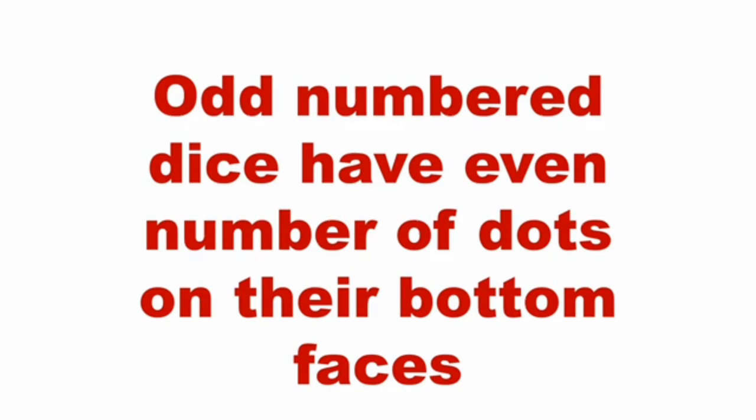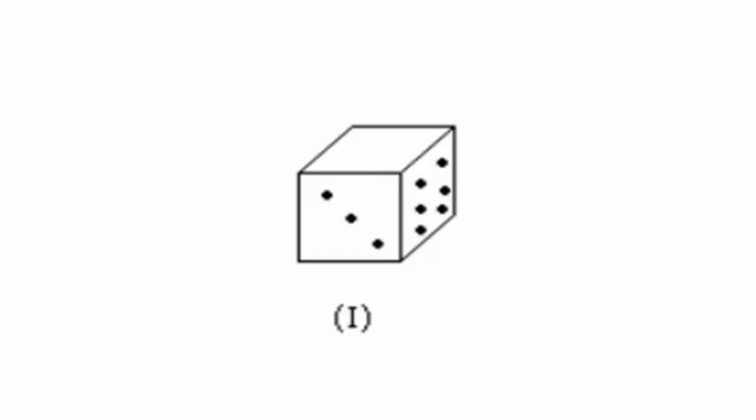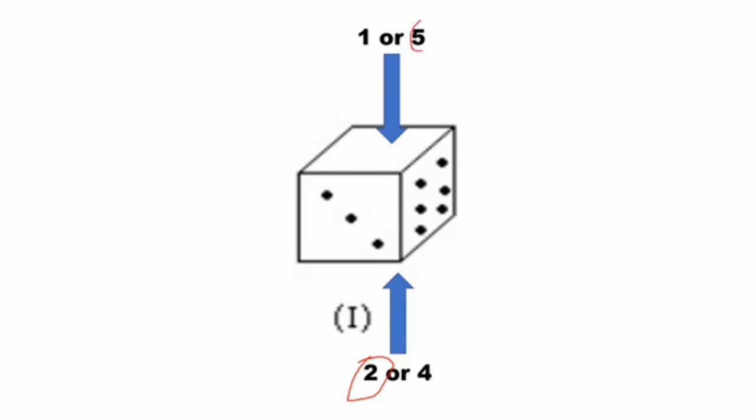Consider the odd number dice have even number of dots on their bottom faces. Okay, so just consider 1. Here we have 2 or 4 on the bottom side because 6 is already there. Okay, 6 dots are already there. So if we have to consider an even number on the bottom side, then 2 or 4 will be there. Then 1 or 5 must be opposite to that. In order to make the opposite pair sum 7, we have to take like this, isn't it? So the top face will be 5 and bottom face will be 2.